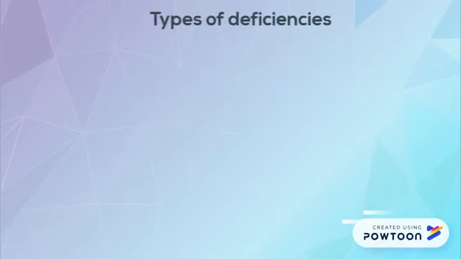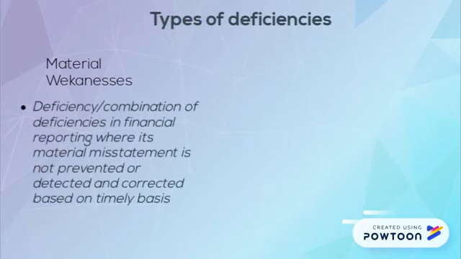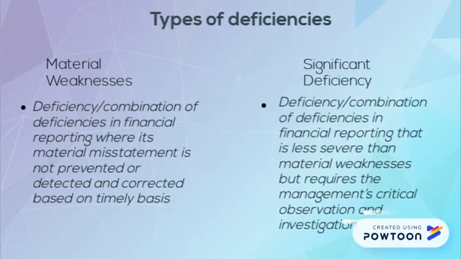There are a few types of deficiencies that should be addressed by the auditors in letter of management. First is material weaknesses. It is deficiency or combination of deficiencies in financial reporting where its material misstatement is not prevented or detected and corrected based on timely basis. Next is the significant deficiency. It is a deficiency or a combination of deficiencies in financial reporting that is less severe than material weaknesses but requires the management's critical observation and investigation.